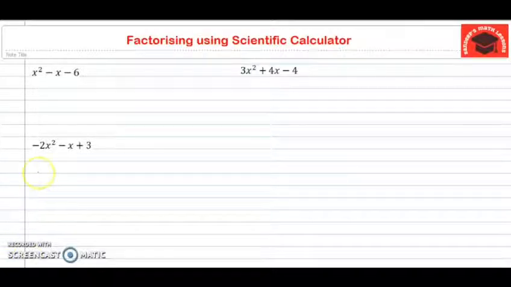Why am I saying you should be extra careful? Once you watch all the three examples, you will understand. So let us start by doing the first one.